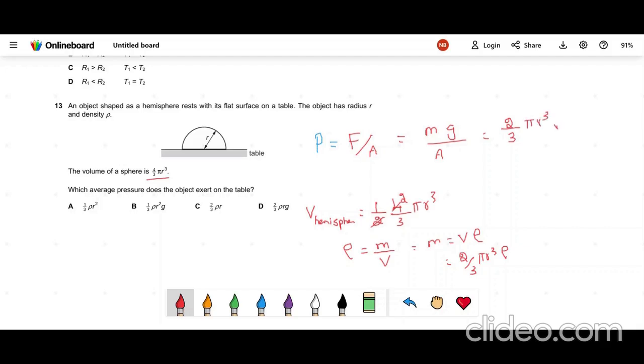2/3 pi r cubed rho into g, divided by the area of that sphere. Why am I taking the area of the sphere? If you cut that sphere, you will get one surface as a circle. So the area of that circle will be pi r squared. I am going to substitute pi r squared here. From r squared and r cubed, one r will remain, so we get 2 pi r/3 into rho into g.